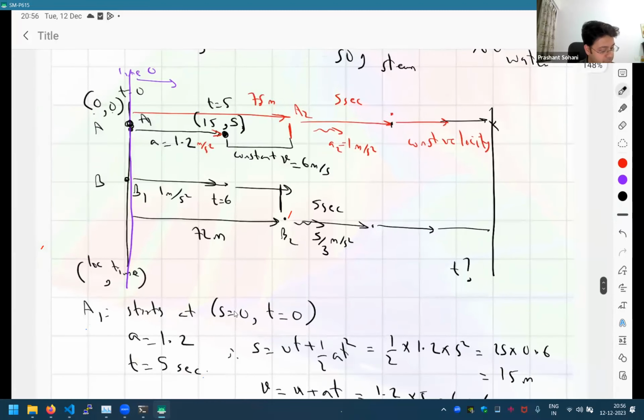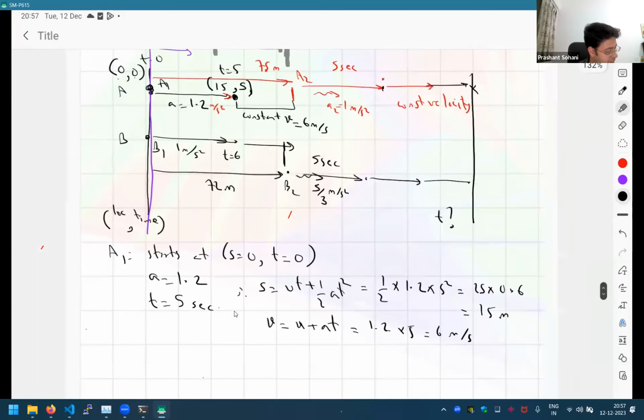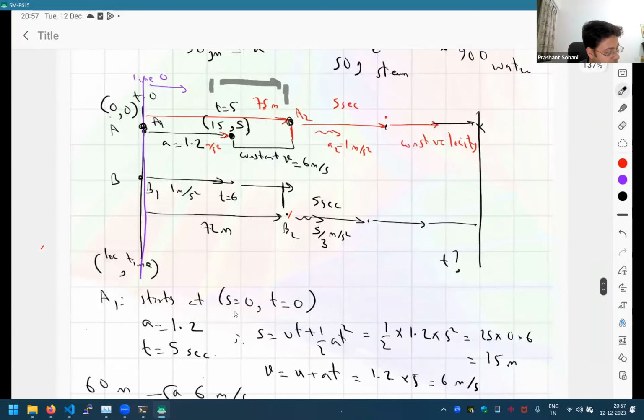And so now from this point up to the 75 meter mark, so 15 meter to 75 meter, there's a distance of 60 meters to be covered, right? So 60 meters to be covered at 6 meter per second. So that will be done in 10 seconds. So he is going to be running for 10 seconds. So again, can I write the coordinate at this point? That the distance is 75.